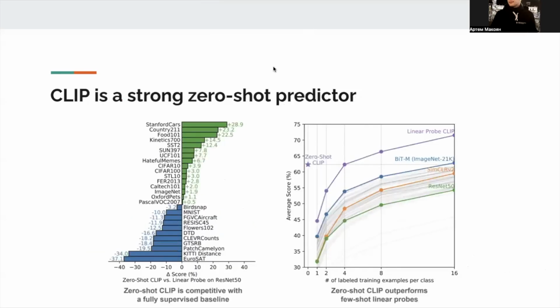As I said, CLIP is a strong zero-shot predictor. CLIP was tried on different datasets, and you can see that on the top, the green bars show it outperformed different models. It was compared to ResNet 50 linear probe: you take ResNet 50 pre-trained and linear probe it on each dataset. Zero-shot CLIP without a linear probe showed better results than the linear probe on ResNet for these datasets, and for the blue datasets it showed worse results. But you can see that it's rather good. CLIP didn't see any pictures from the dataset and classified many of them correctly, better than ResNet 50 after a linear probe. And on the right, you can see that zero-shot CLIP outperforms few-shot linear probes.